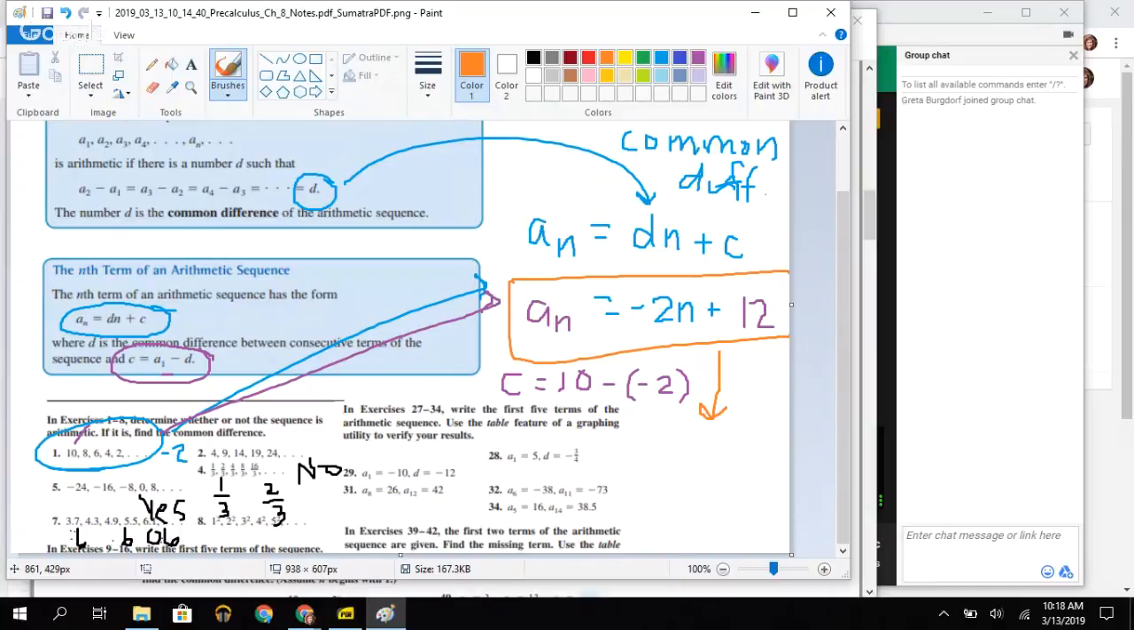All right. So, for example, if I wanted to find the fifth term, which is 2, I already know the answer. So I want a sub 5, that stands for my fifth term, is -2 times 5 plus 12. So -2 times 5 is -10 plus 12, which is 2. So a sub 5, the fifth term, is 2, and voila, there's my fifth term, 2.